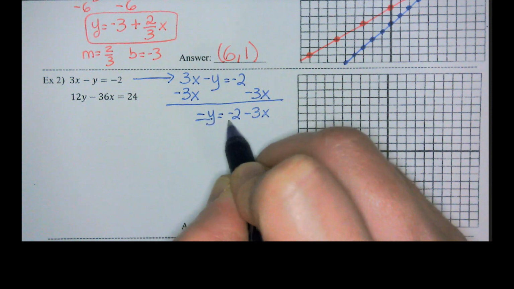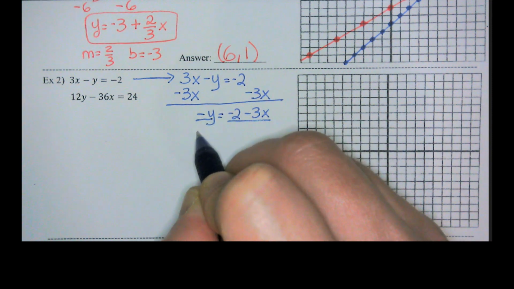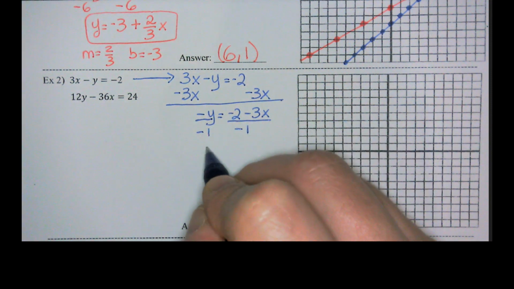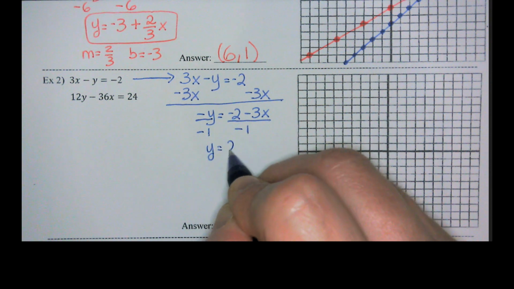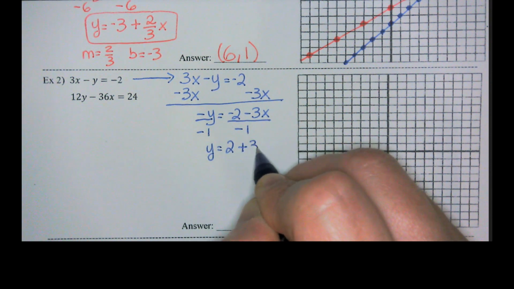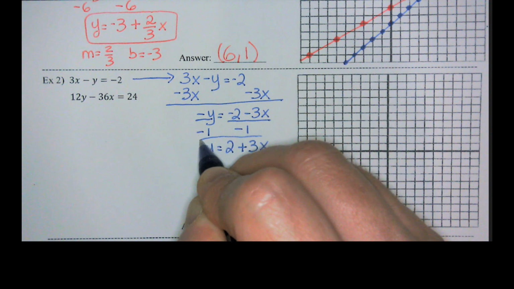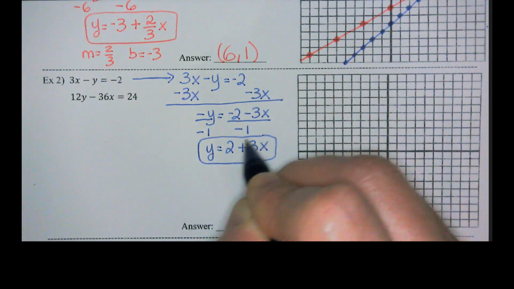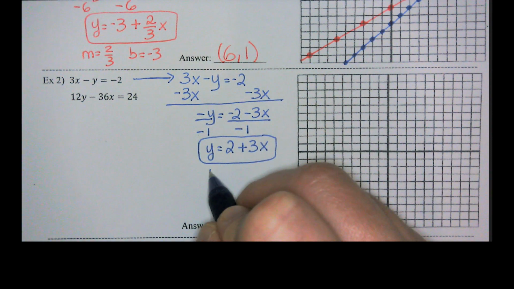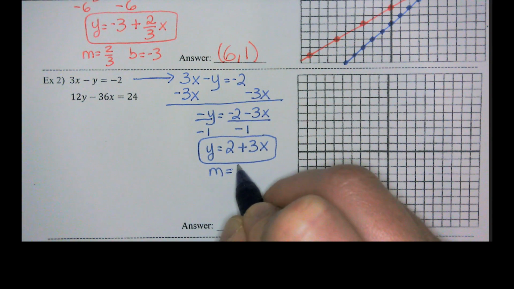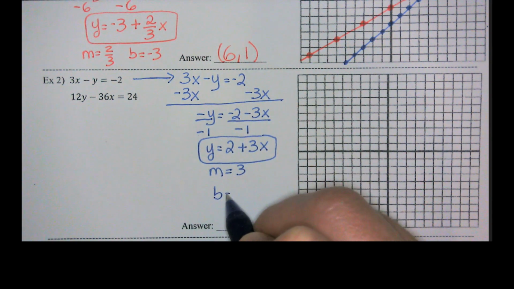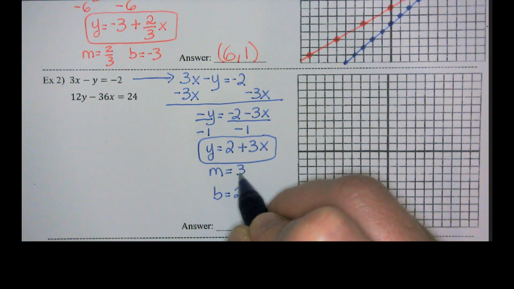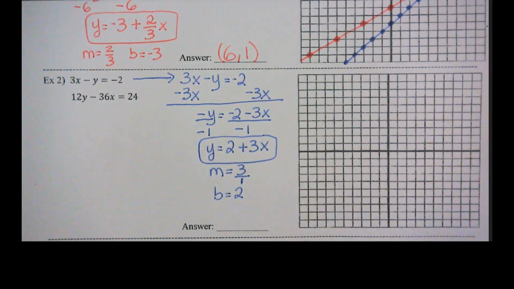Now the y is not alone yet because there's a negative in front, so I'm going to divide both sides by -1, and I get y equals 2 plus 3x. So we have the slope is 3, and my b is 2. Please remember the slope always has to be a fraction, so if it's not a fraction, you put a 1 underneath to make it into a fraction.